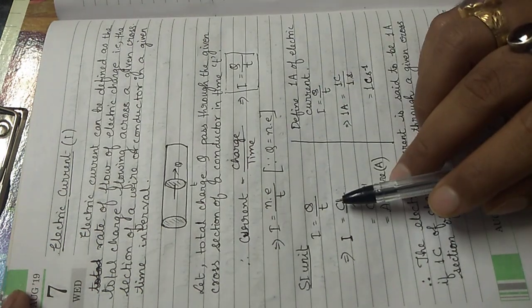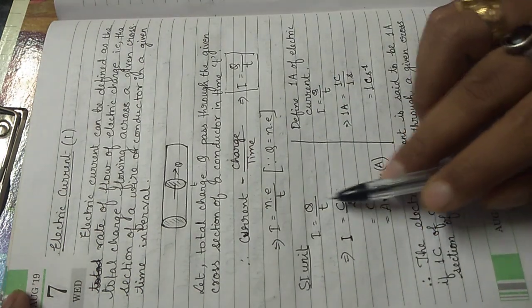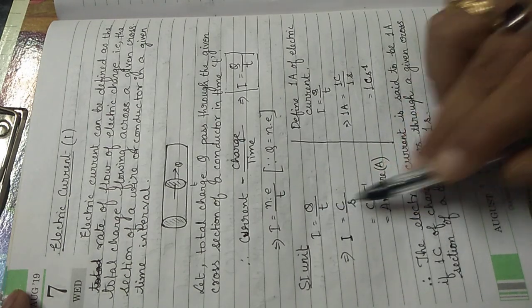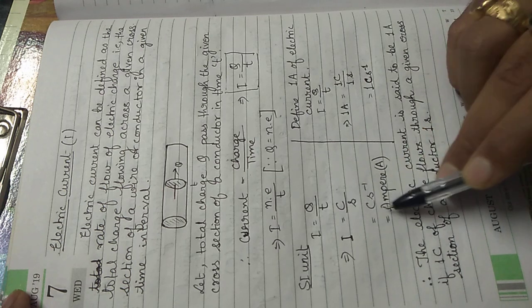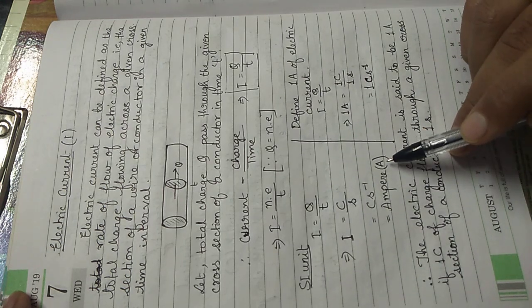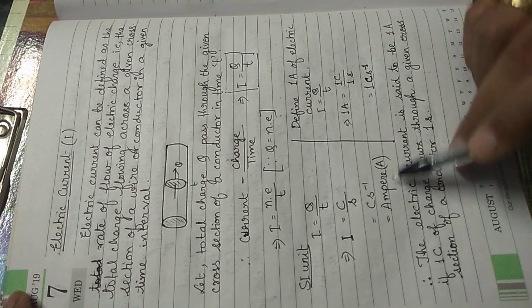Now what is the SI unit? So I is equal to q by t. The SI unit of q or charge is coulomb, C. The SI unit of time is second. So coulomb per second, that is also known as ampere. Ampere is represented by capital A. This is the SI unit of current.